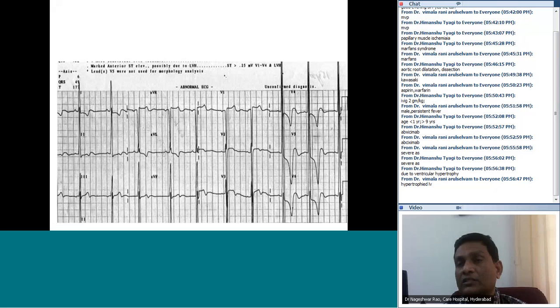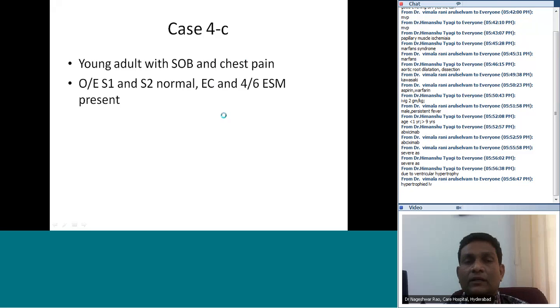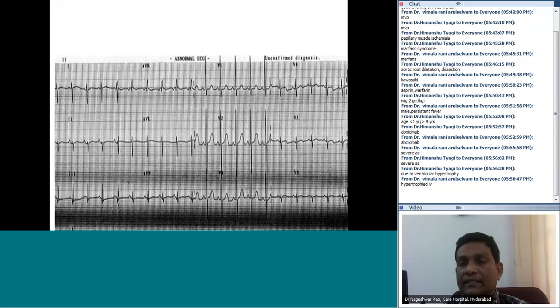So this is a young adult with shortness of breath and chest pain, and on examination there is an ejection click and a 4/6 ejection systolic murmur present. So we have taken an ECG. You can see the ECG here. So what is the ECG abnormality shown here in the presence of chest pain in an adolescent or young adult? So very good.